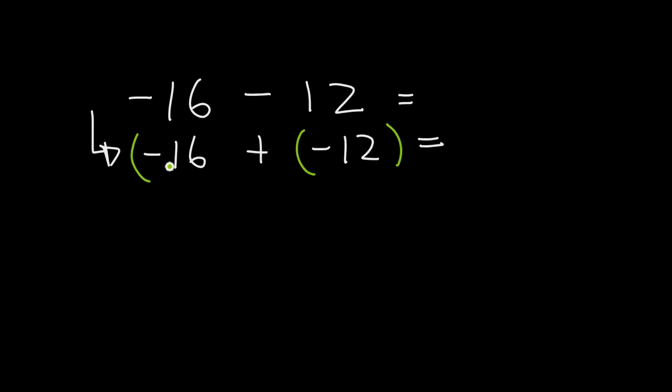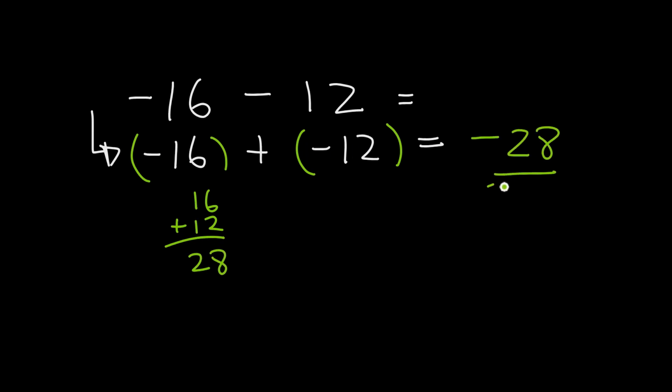We didn't change anything. I hope you're noticing that. Now, let's add these two negative numbers. Negative 16 plus negative 12 is negative 28. Always remember, when adding two negative numbers, we will always have a negative as the final answer.